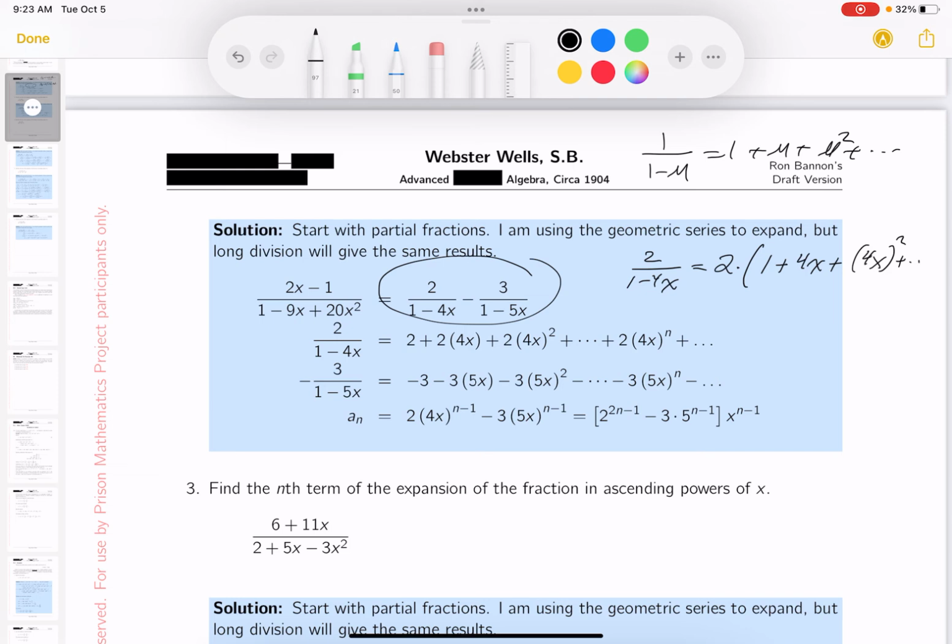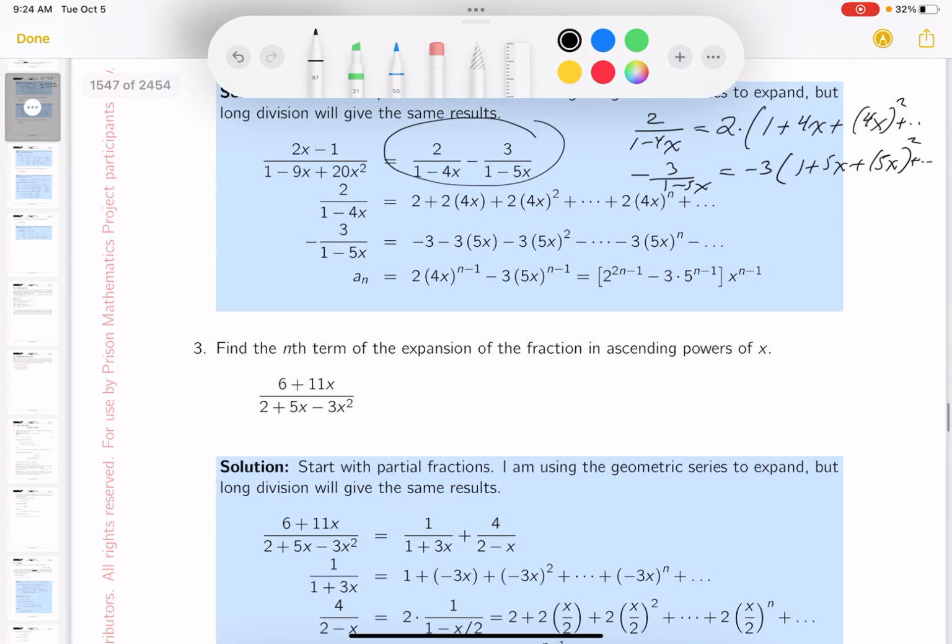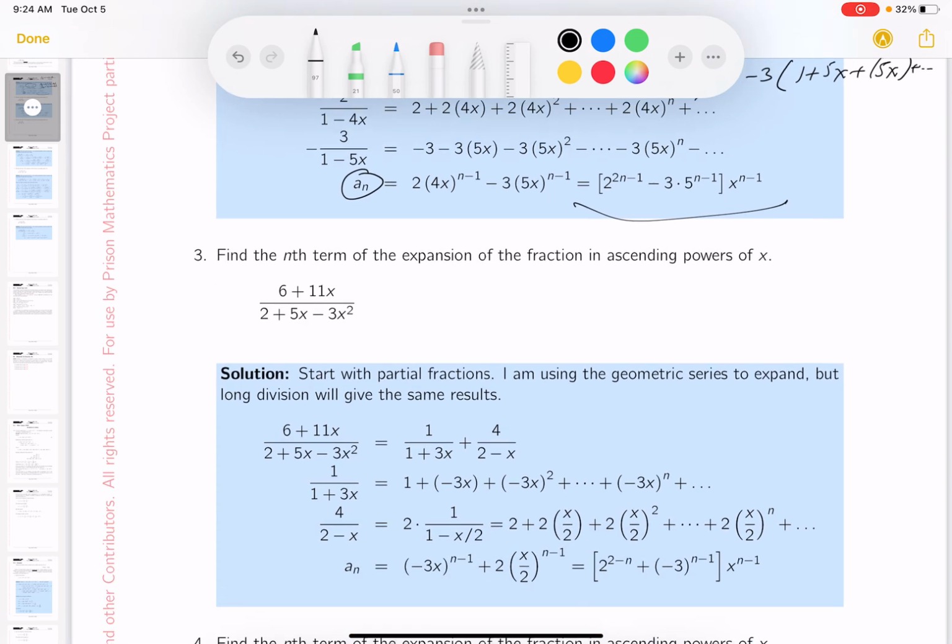What's the other one going to be? Well, minus 3 over 1 minus 5x. That's going to be minus 3 times 1 plus 5x plus 5x squared plus yada, yada, yada. It goes on forever. That's what we're doing in this thing over here, writing them down. It takes time, though. What takes time? Seeing the pattern, partial fractions, and writing down the ultimate pattern, which is actually the nth term. That's what we're writing down. You can always check that by looking at the key, or more importantly, looking at your work and make sure it matches the nth term in your work.